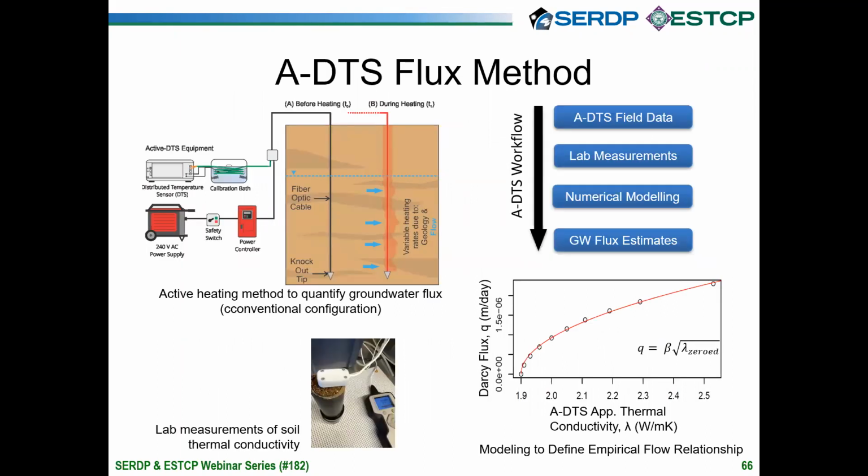For the DTS method, the fiber optic cable that's installed with the well is heated and then allowed to cool. In a way that's somewhat similar to the single well tracer test method, the measured cooling rate is used to estimate Darcy flux. However, in this case, the analysis requires an empirical relationship that is developed through laboratory methods that use site soils. You can see that empirical calibration curve in the bottom right.